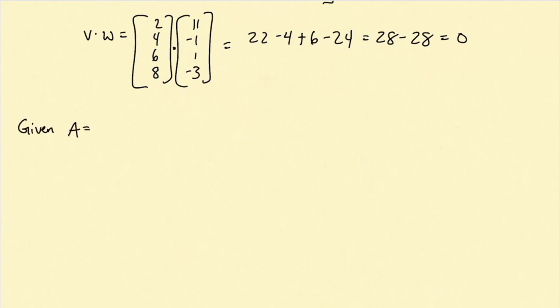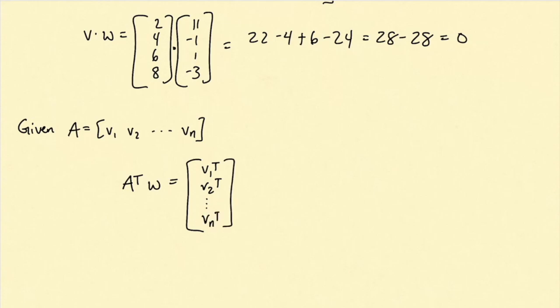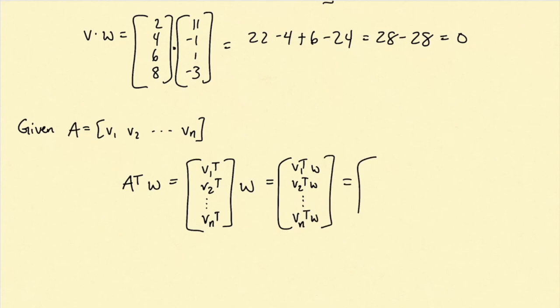So if we're given a matrix A, which is an m by n matrix, so there are n m-dimensional column vectors, v1, v2 through vn, then we can think about multiplying the n by m matrix A transpose with an n-dimensional vector w, and we'll get v1 transpose w, v2 transpose w, down to vn transpose w, which is, of course, in each row, simply the dot product v1 dot w, v2 dot w, down to vn dot w.